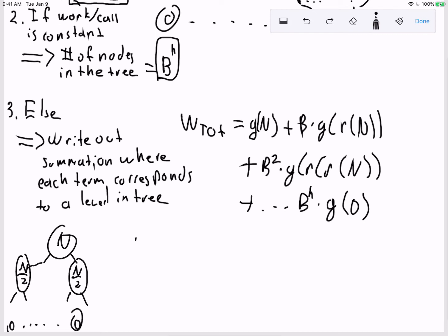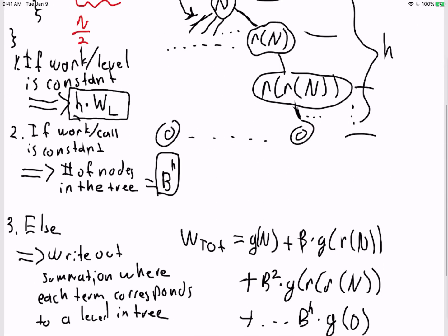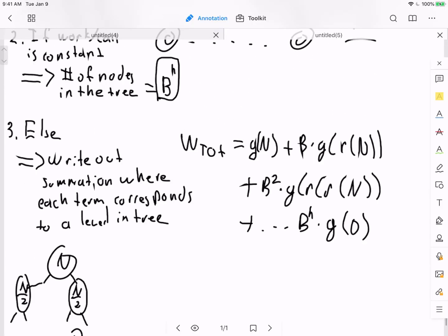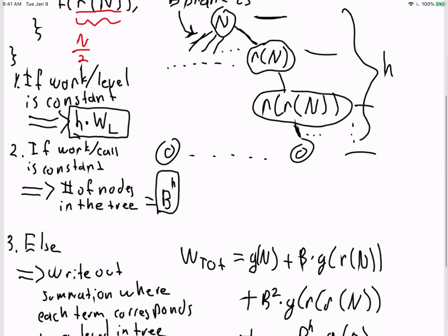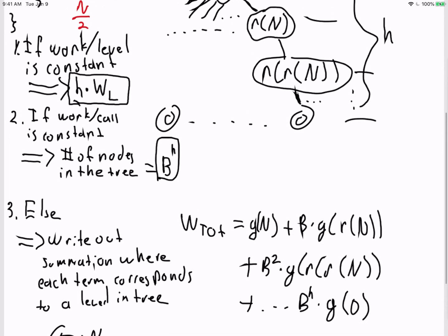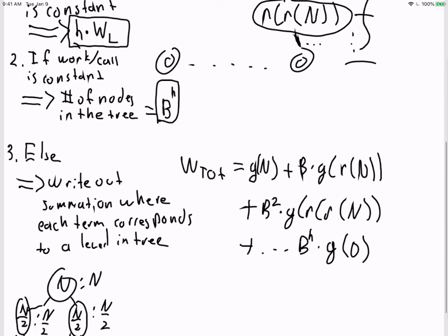Okay, and how much work does each node do? Let's check. What was our g? Our g function said it was linear. Okay, so that means that this top node does n work. This does n over 2 work. This also does n over 2 work. And now we're just going to figure out what strategy we should use. Strategy 1, if the work per level is constant. 2, if the work per call is constant. Or 3, otherwise.